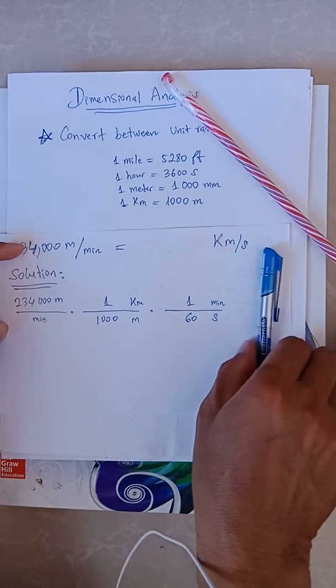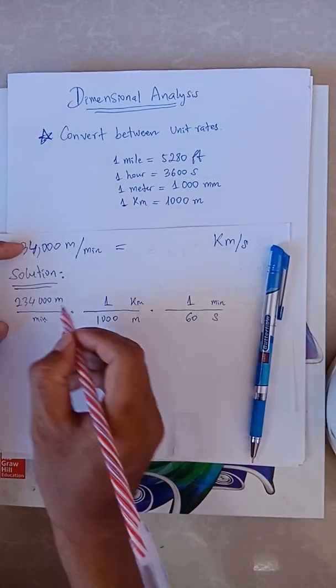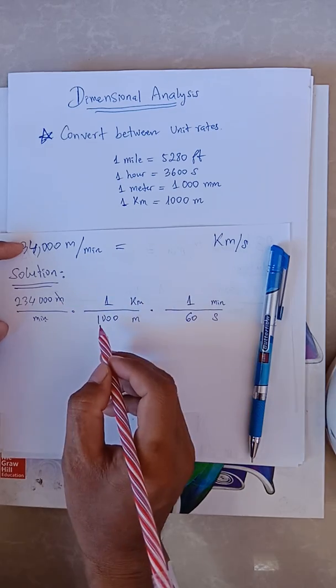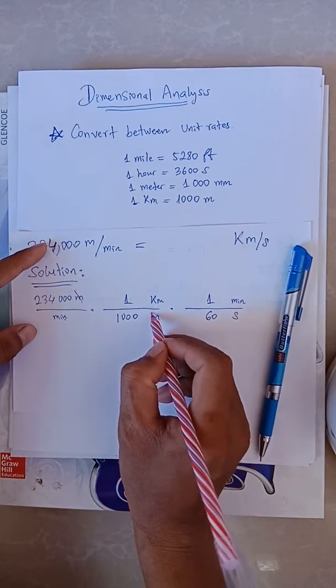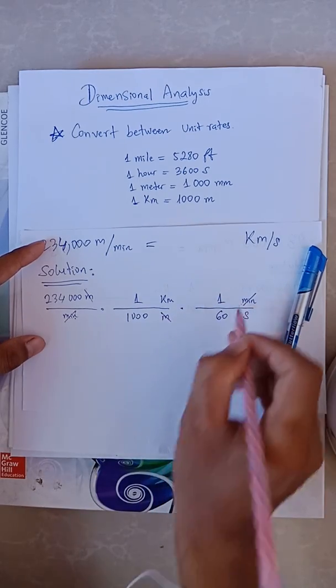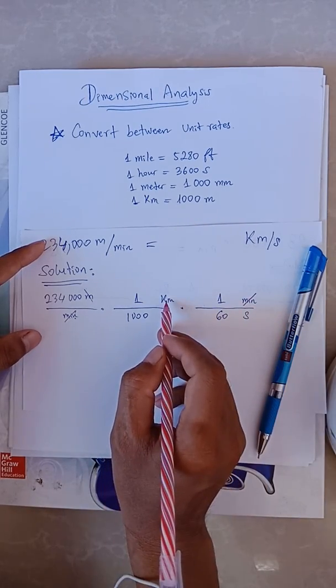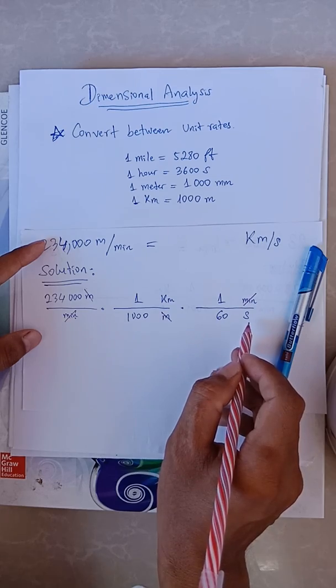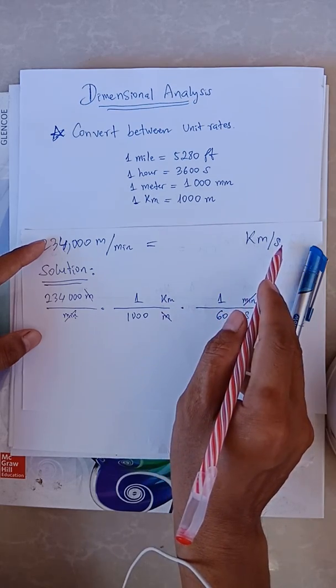Now let's do the cross simplify. You have meter, simplify with meter, and you have minute, simplify with minute. Now you have kilometer and second, which is what we want here, kilometer per second.